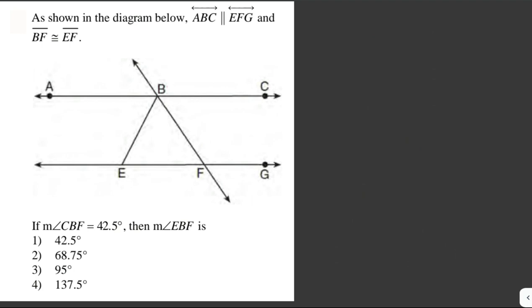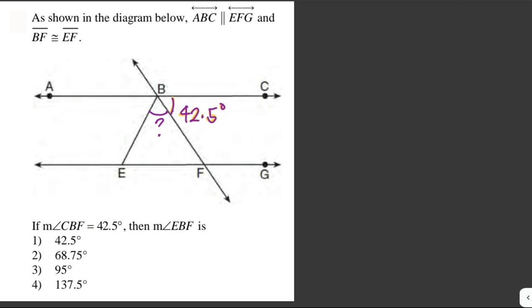As shown in the diagram below, line ABC is parallel to line EFG, and segment BF is congruent to segment EF. Okay, so if the measure of angle CBF is equal to 42.5 degrees, this one, then the measure of angle EBF is equal to what?